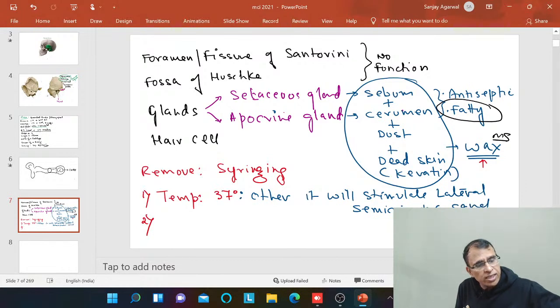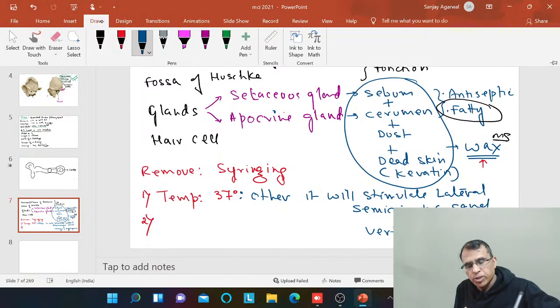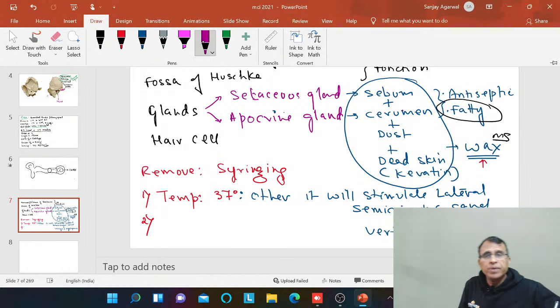And if you stimulate the lateral canal, if you disturb the lateral canal, the patient begins to have vertigo and nystagmus. Think about this. If you are not careful about the temperature, the patient starts having vertigo. So that's the reason. And the second thing is, what is the shape of the pinna?